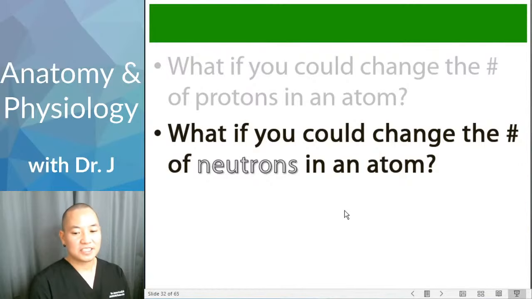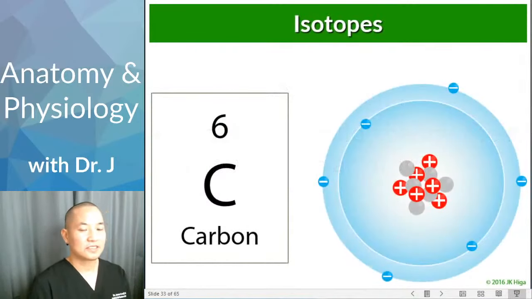Okay, so what if you could change the number of neutrons in an atom? This is what we call isotopes. So for isotopes, here we have carbon with 6 protons. Everything looks great, right? Everything looks normal. Say it somehow gains a neutron.